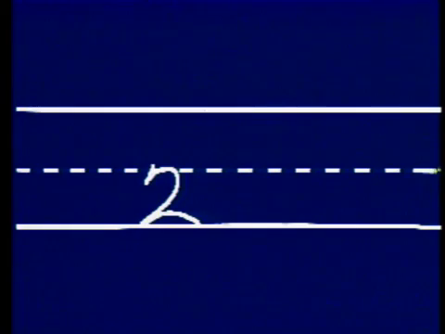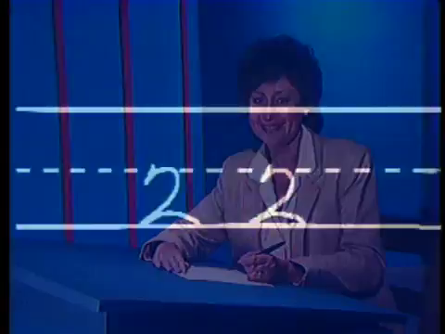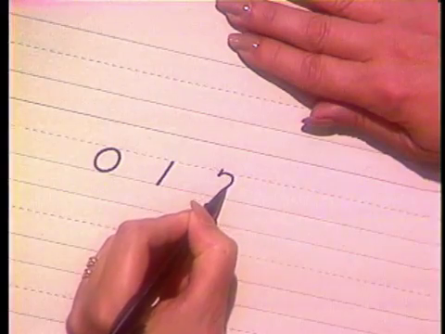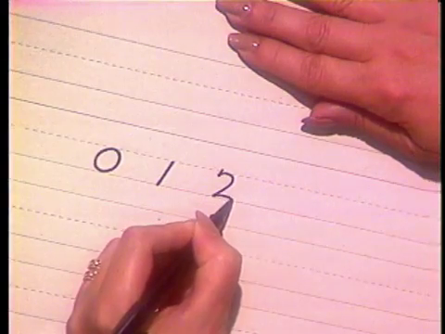Let's look at it again. Touch down, curve forward, slant, finish. Now watch as I write it on my paper. Beginning with the little touch down, the curve forward and slant, and the finish.